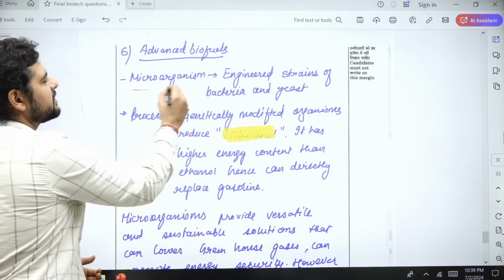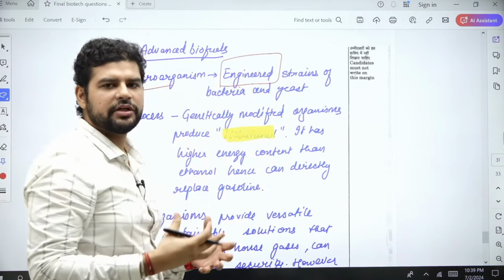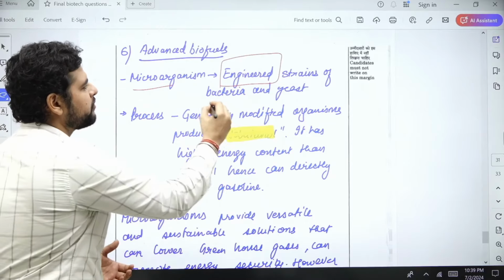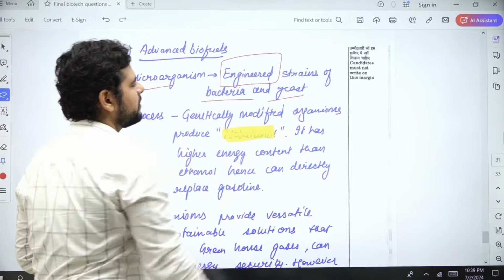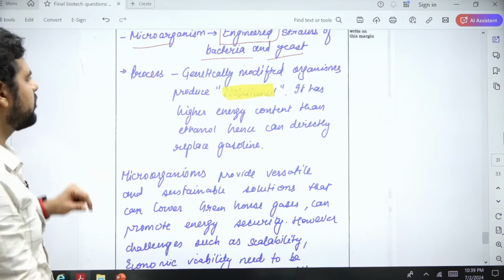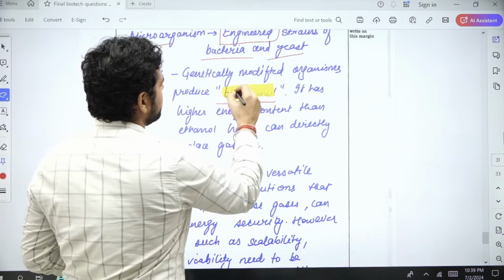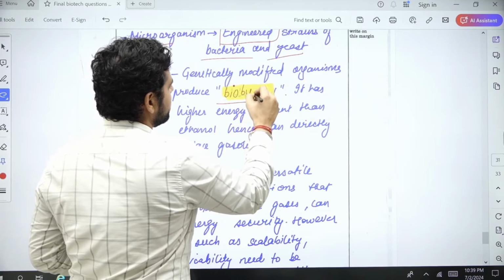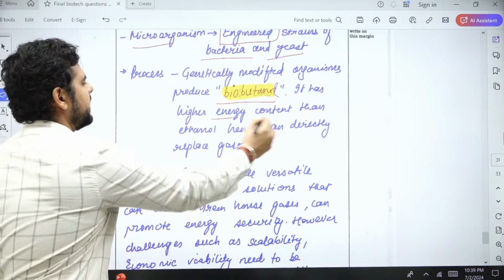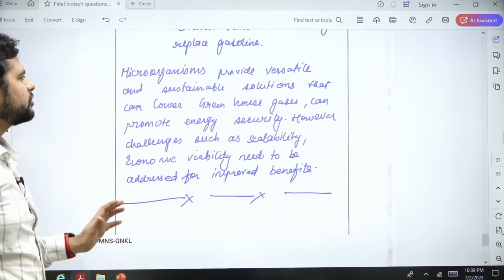So microorganisms are engineered. They naturally don't produce biobutanol. They are engineered, they are genetically modified. Engineered strains of bacteria and yeast are used, right? So process I have already explained, it is called biobutanol. Right, it has high energy content than ethanol, hence can directly replace gasoline, right? So let us come to the conclusion.